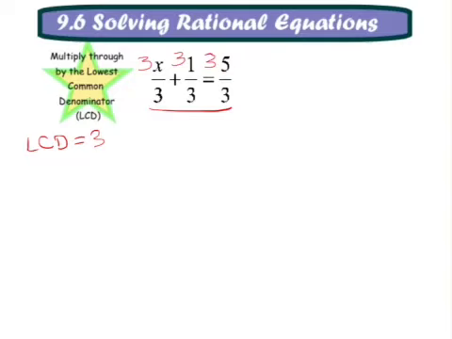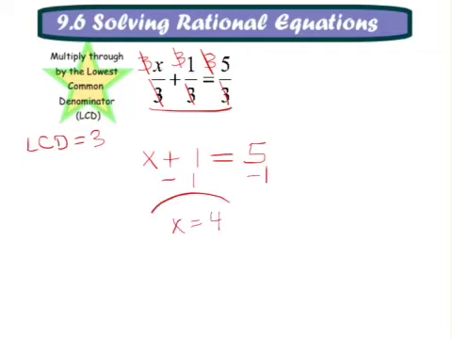And so the other thing that this allows us to do is now go through and cancel out the denominator. And so what we'll have left is x plus 1 equals 5. And so we have a nice equation that is very easy to solve, and we can find that x equals 4 in this case.